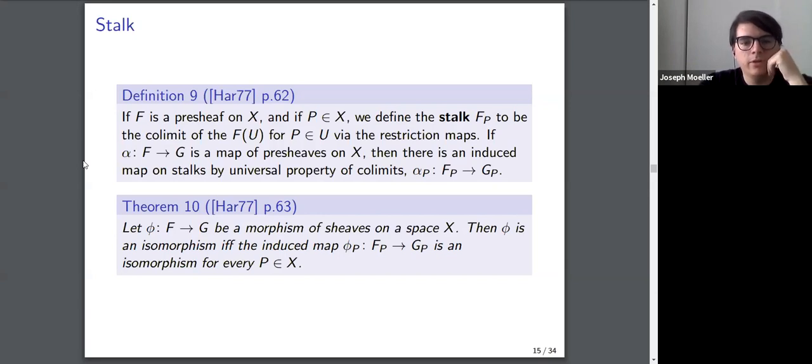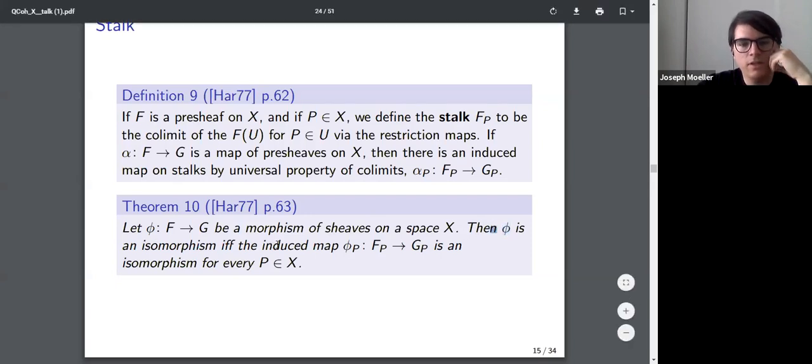So that'll come up later. And just a super important theorem about them is that if you have a map between sheaves on a space, then that map is an isomorphism if and only if the map that it induces between the stalks is an isomorphism for every single point.